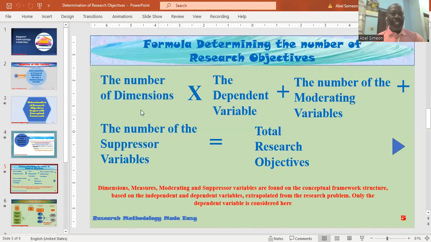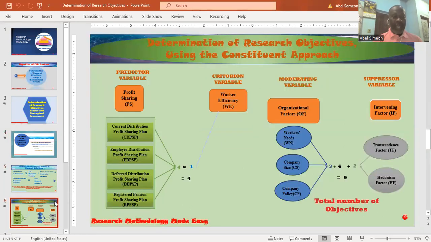Don't forget that you need to take the number of dimensions multiplied by 1, which is the independent variable, plus the number of dependent variable, moderating variable, plus the suppressor variable. This will give you the total number of objectives. Now, let me tell you one more thing. Look at the illustration here.